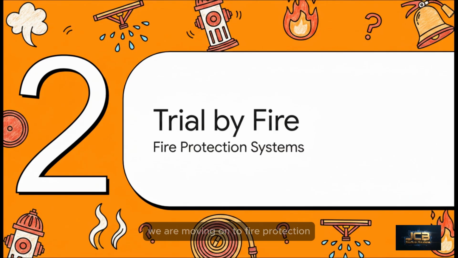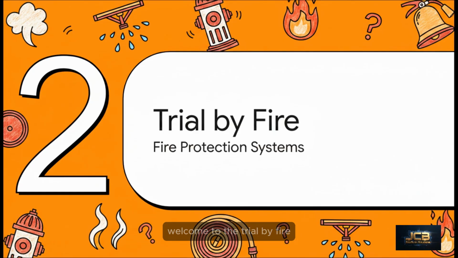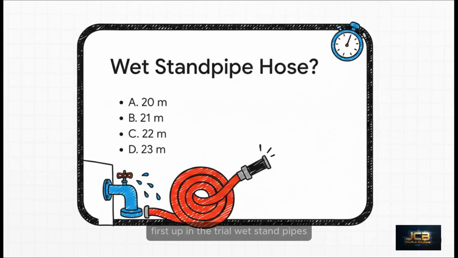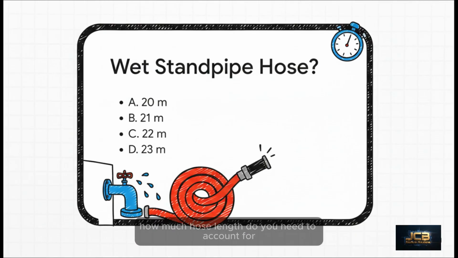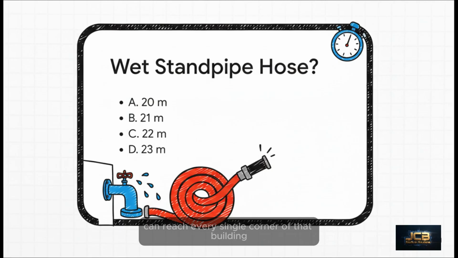We are moving on to fire protection, where the stakes are literally life and death. Welcome to the trial by fire. First up in the trial, wet standpipes. How much hose length do you need to account for to ensure full coverage? 5 seconds on the clock. The code specifies D, 23 meters. This is a make or break calculation that ensures a firefighter can reach every single corner of that building from the standpipe. No room for error here.